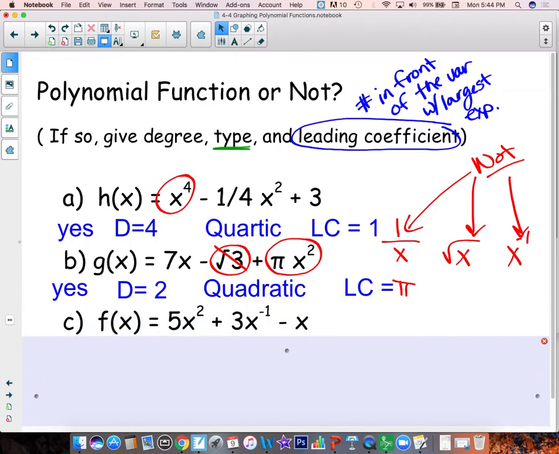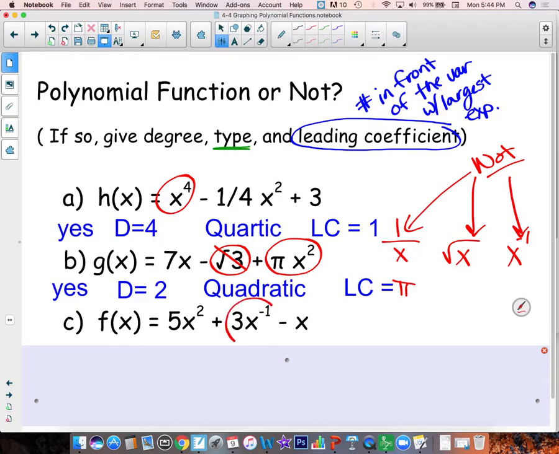Okay, let's look at one more. So, last one. Is that a polynomial? Should be kind of a dead giveaway. This one is not. I look right there, I have a -1 exponent. That tells me it's not a polynomial. So, no.